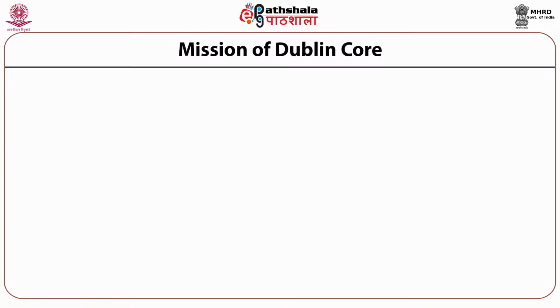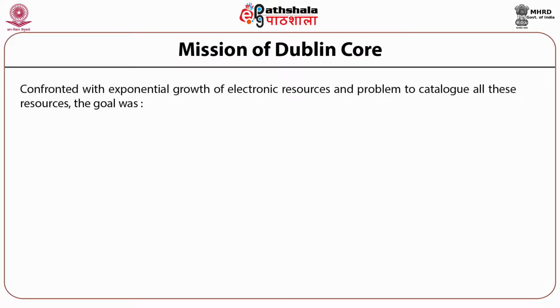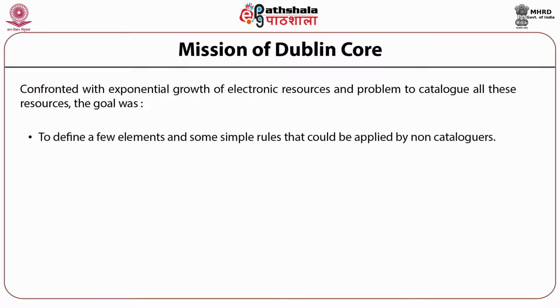So, what is the mission? Confronted with the exponential growth of electronic resources and the problems of cataloging all these resources, the goal was to define a few elements and some simple rules. You have to define a few elements and simple rules, because otherwise you cannot face the challenges of the exponential growth of electronic resources. These could be applied by non-catalogers.